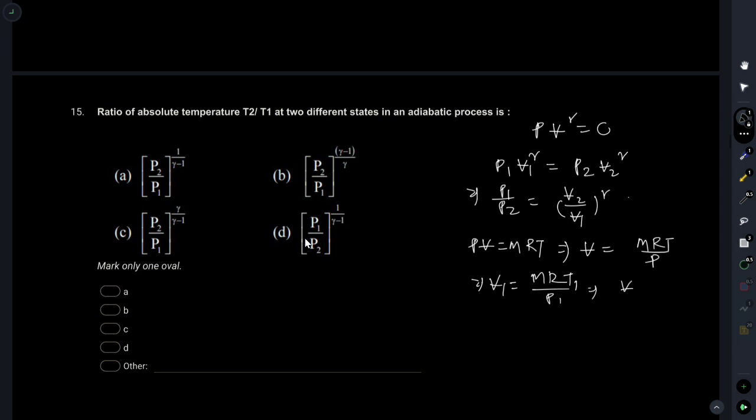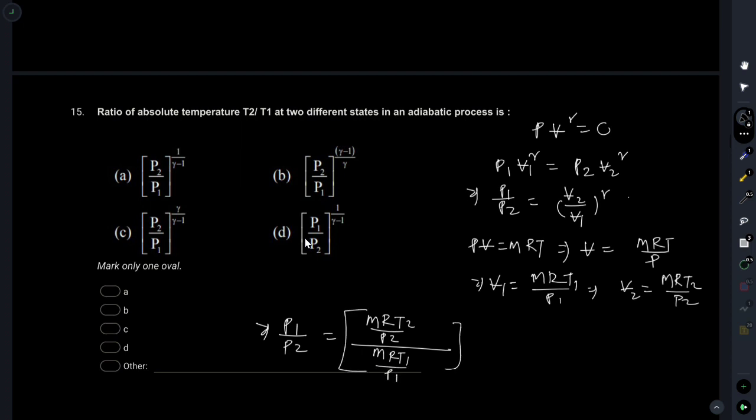Similarly, I can write V2, that will be equal to mRT2 by P2. Okay, so let us try to put all these values, that is V1 and V2, in this particular equation. Then I can write P1 by P2 will be equal to V2, that simply means mRT2 by P2 divided by mRT1 by P1, raised to the power gamma. And from here I can cancel this mR and this mR.